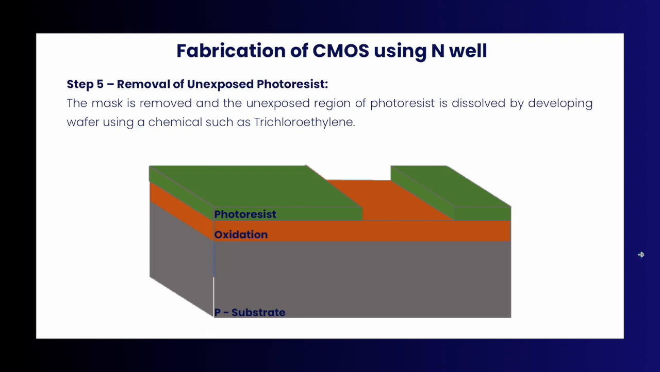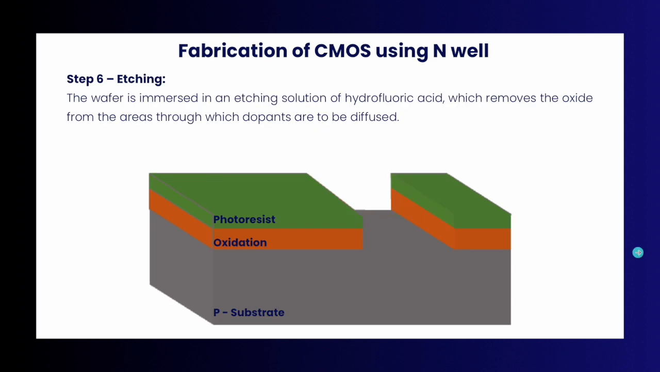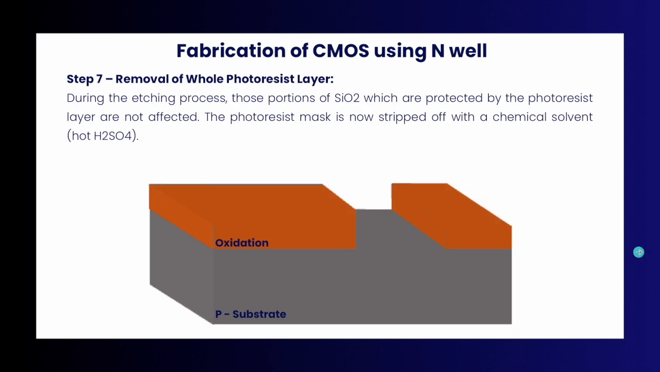Step 5. Removal of unexposed photoresist. The mask is removed and the unexposed region of photoresist is dissolved by developing wafer using a chemical such as trichloroethylene. Step 6. Etching. The wafer is immersed in an etching solution of hydrofluoric acid, which removes the oxide from the areas through which dopants are to be diffused. Step 7. Removal of whole photoresist layer. During the etching process, those portions of silicon oxide which are protected by the photoresist layer are not affected. The photoresist mask is now stripped off with a chemical solvent, hot sulfuric acid.